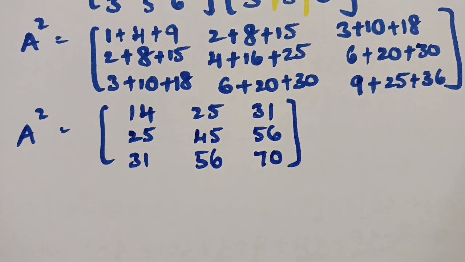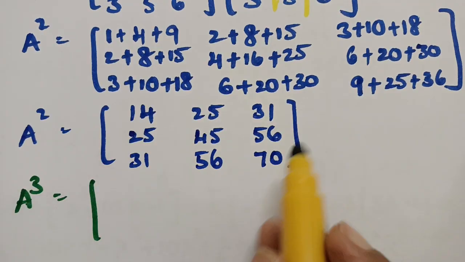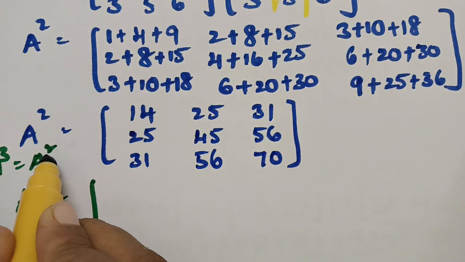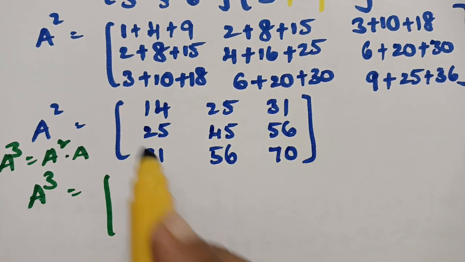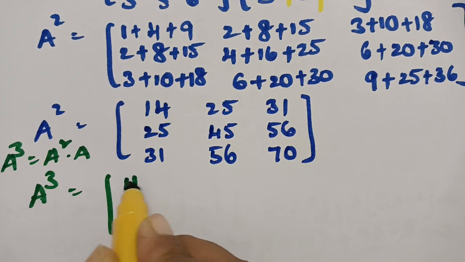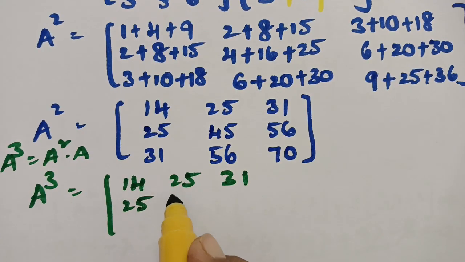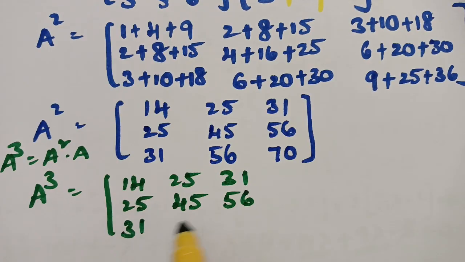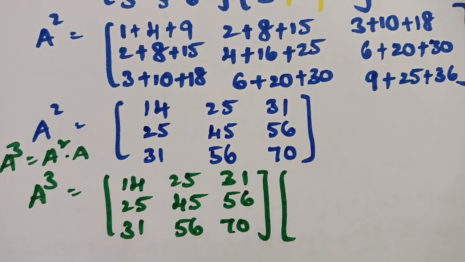So here we need the value of A cube as well. See here, A cube will be A square into A. So what is our A square value? A square value is nothing but 14, 25, 31, 25, 45, 56, 31, 56 and 70, into A. So what is our A value?